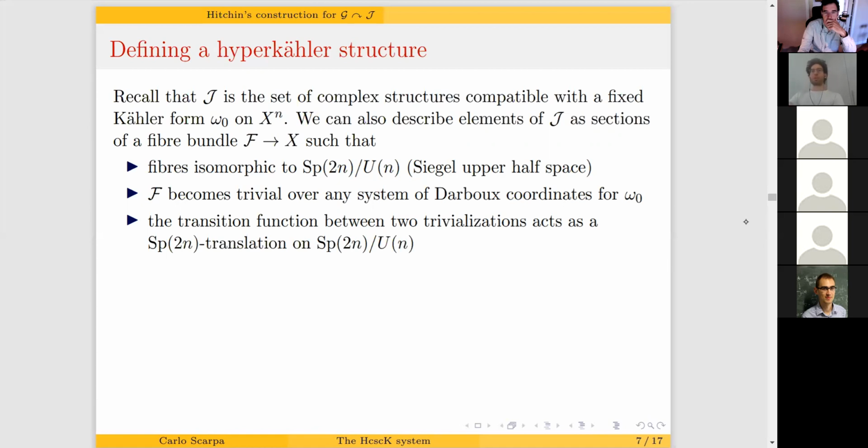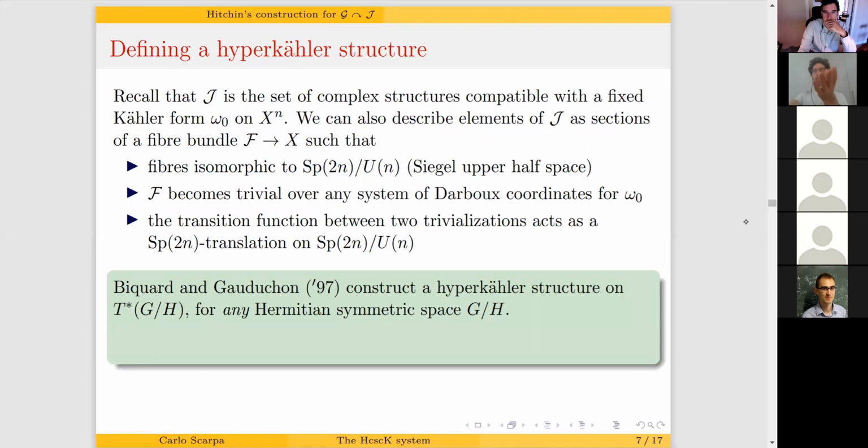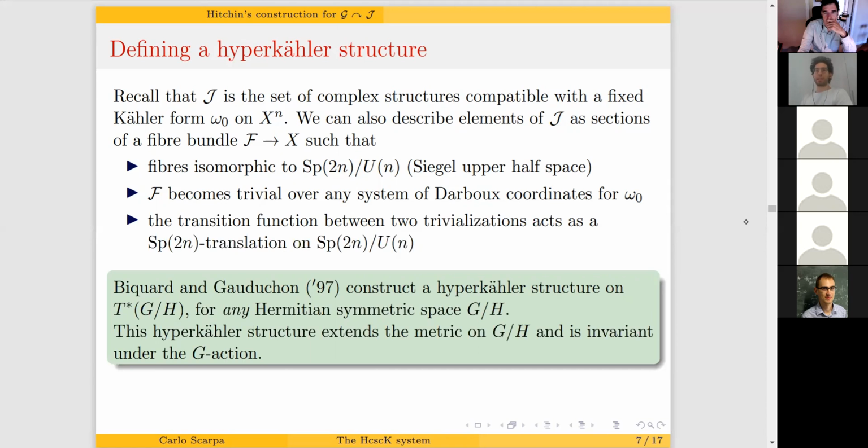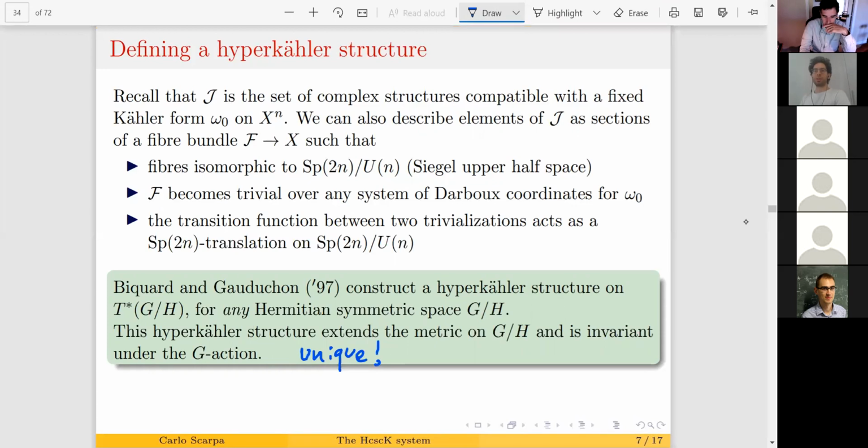So this description of curly J is particularly interesting for us because there's this important result by Biquard and Gauduchon that in '97 constructed a hyperkähler structure on the cotangent space of any Hermitian symmetric space. And moreover, this hyperkähler structure that Biquard and Gauduchon find is an extension of the metric on the Hermitian symmetric space and is invariant under the action of the group, so the action by translations. And moreover, this hyperkähler metric is also unique with these properties. So you see that we can use this theorem by Biquard and Gauduchon in our case.